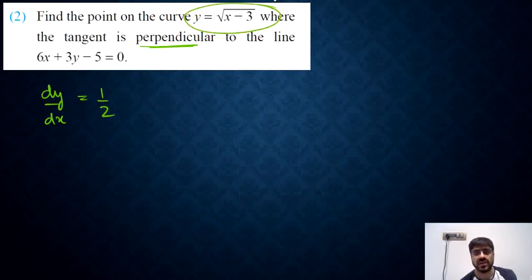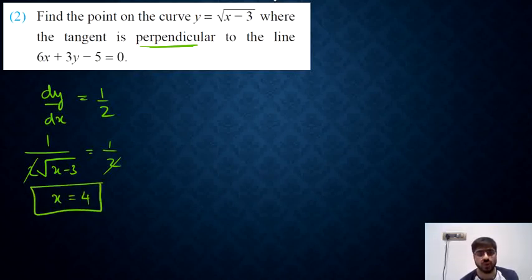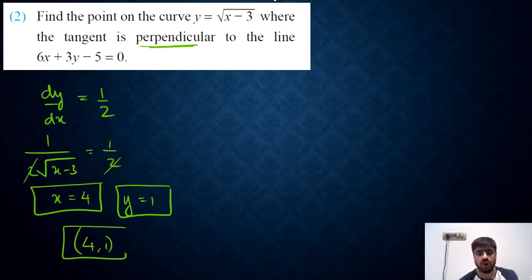And try to take a derivative of this. We have 1 upon 2 root x minus 3 equal to 1 by 2. So 2 gets cancelled here and here, and we have root over x minus 3 equal to 1. So when we square it, we have x minus 3 equal to 1, and the value of x will be equal to 4. So the point on the curve has x equal to 4, and when you put x equal to 4 over here, you get y equal to 1. So the point on the curve is (4, 1), and yeah, that's the answer for the second question.